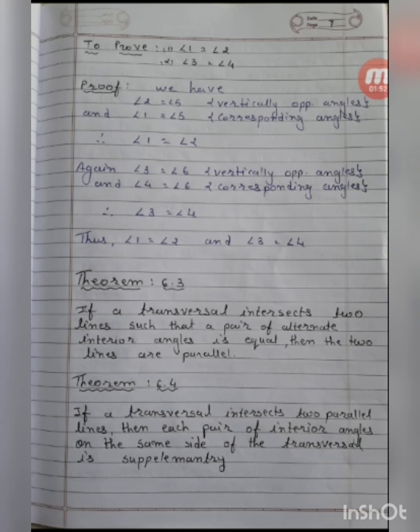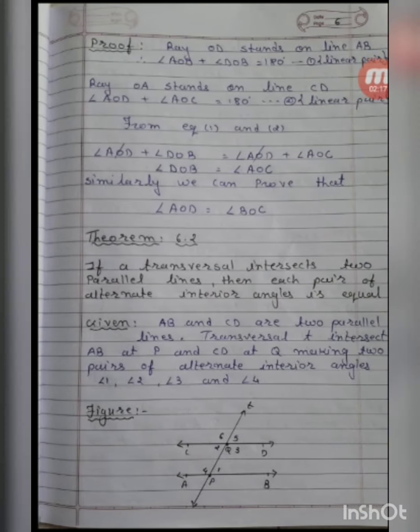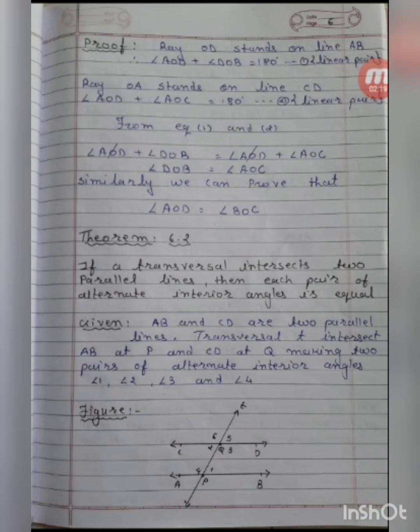Again, angle 3 is equal to angle 6 and angle 4 is equal to angle 6. Angle 3 is equal to angle 6 because they are vertically opposite angles, and angle 4 is equal to angle 6 because they are corresponding angles. So both angles are equal to angle 6. So we can write that angle 3 is equal to angle 4. Thus we prove that angle 1 is equal to angle 2 and angle 3 is equal to angle 4. Thus we prove our statement: if a transversal intersects two parallel lines, then each pair of alternate interior angles is equal.